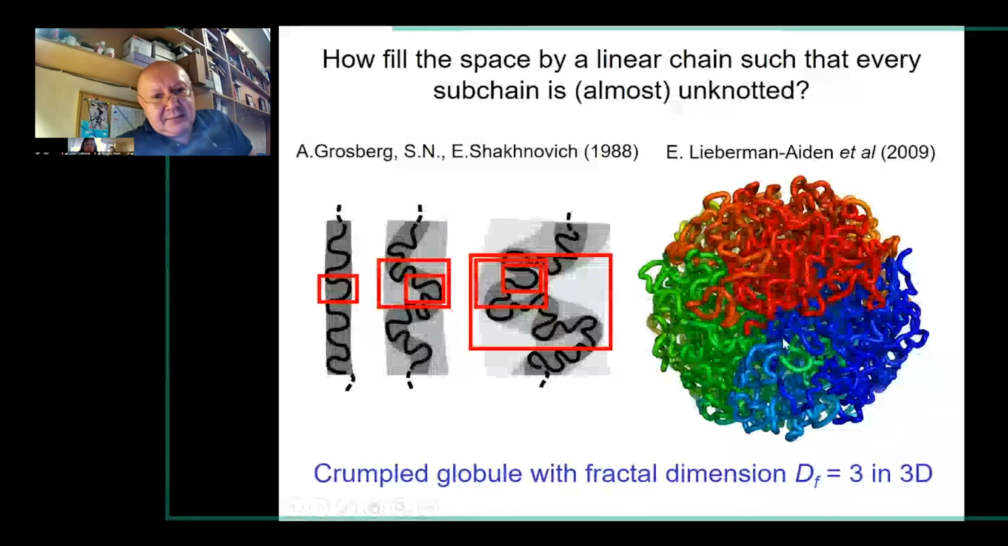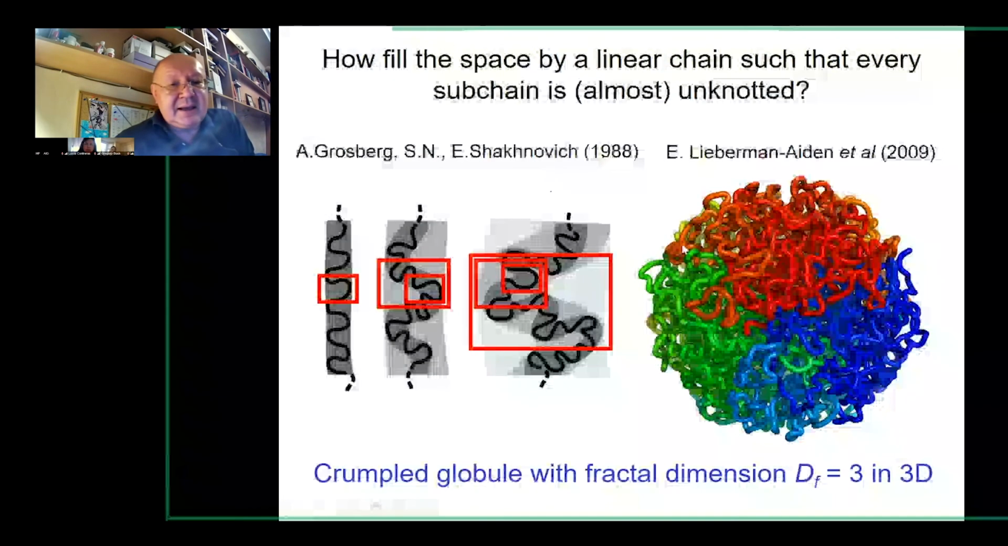What do the colors mean? They have painted the trajectory from one end to another in continuously changing color. So this figure shows you how colors are distributed in space. You see that they form domains. It means that nearest neighboring monomers along the chain stay close to each other in space.